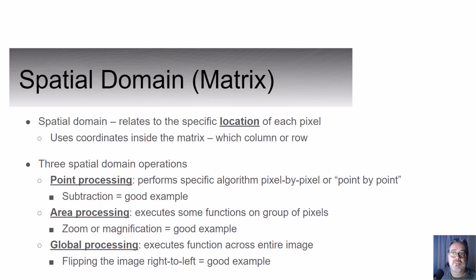So every pixel is affected. When you do a horizontal flip from left to right, you're affecting every single pixel. So that's a great example of global processing that occurs within the spatial domain.